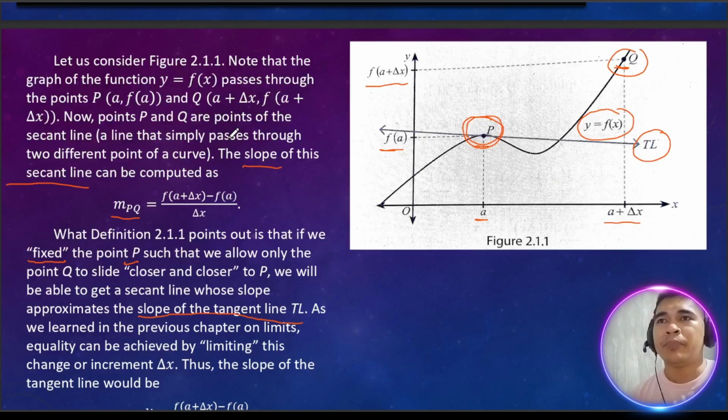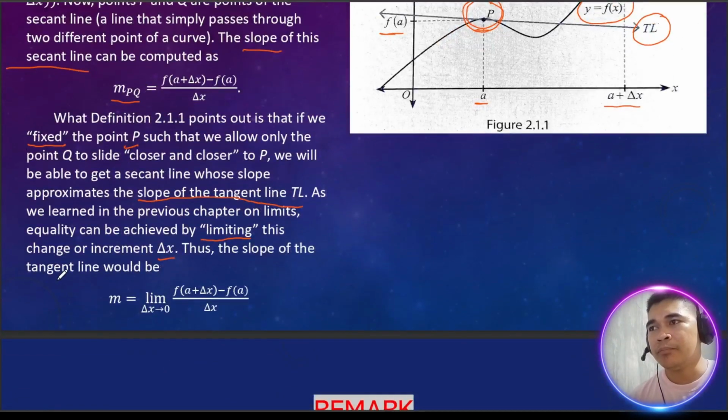As we learned in the previous chapter on limits, equality can be achieved by what? Limiting this change or increment delta x. Thus, the slope of the tangent line, so earlier, this is the slope of the secant line.